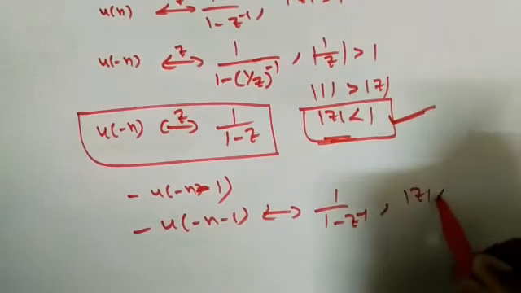Now, first take u of n. What is the z transform of u of n? We know that it is 1 by 1 minus z inverse.